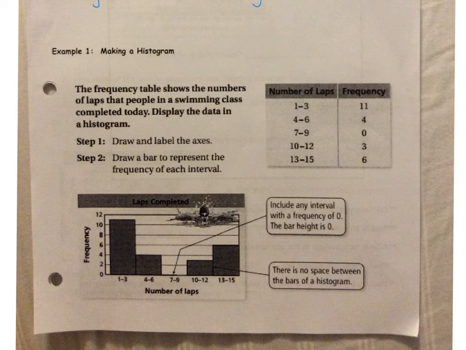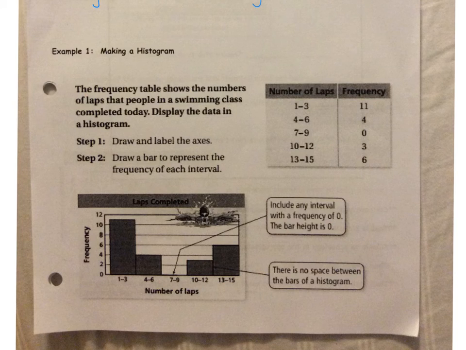So taking a look at this histogram, we can see that this note here tells us to include any interval with a frequency of 0. The bar height is 0. So while we drew a bar up to 11 for our 1 to 3 interval, falling right between the 10 and the 12, we drew a bar of a 4 height, meaning 4 people went anywhere from 4 to 6 laps, but 0 people, so a bar height of 0, went anywhere from 7 to 9 laps. 3 people, right between the 2 and the 4, did 10 to 12 laps, and 6 people did 13 to 15 laps. Here's another note for us.